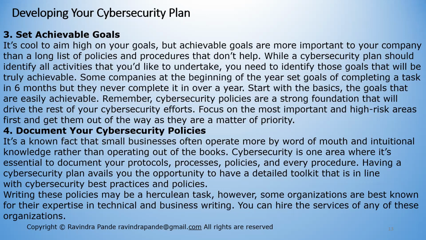Now here we need to be practical. We need to set the goals which we can achieve. Normally in a typical scenario, the goals we can achieve within 6 months are set as achievable goals, and it's just a thumb rule. It's cool to aim high on your goals, but achievable goals are more important for your company as a realistic measure than a long list of policies and procedures that don't help. While a cybersecurity plan should identify all activities that you would like to undertake, you need to identify those goals that will be truly achievable.